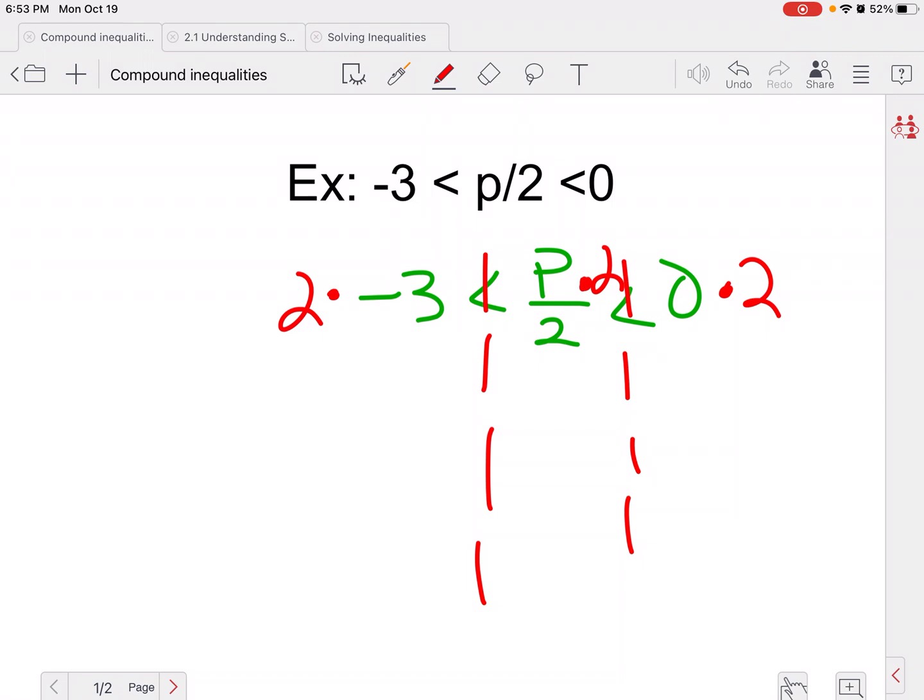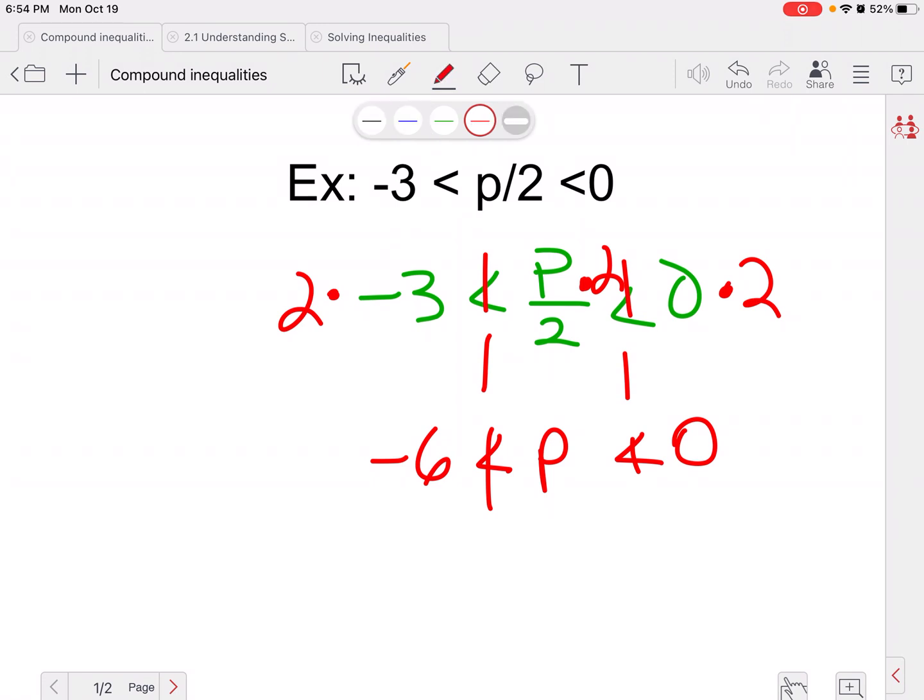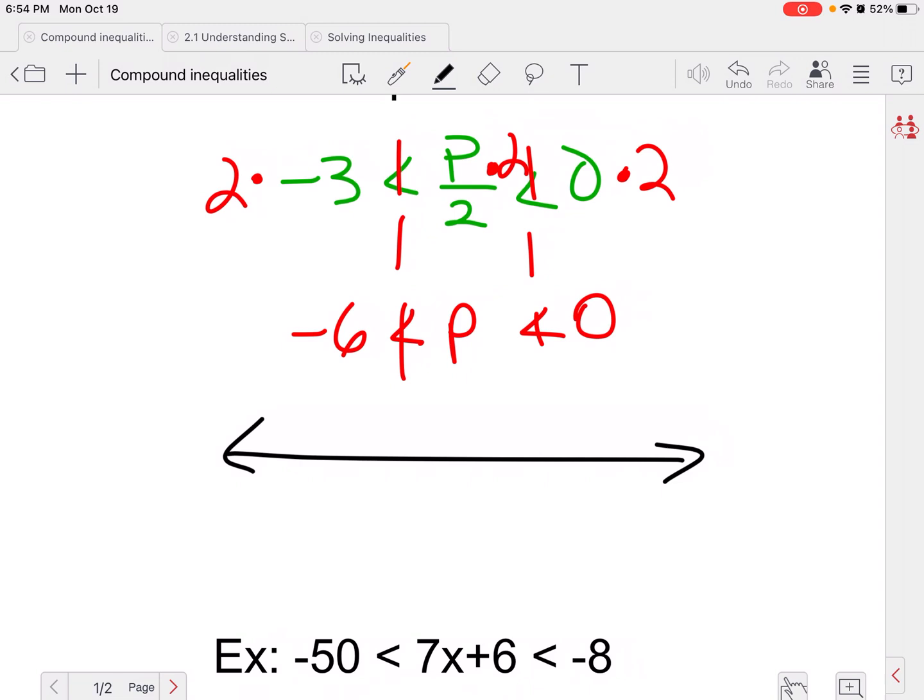And I didn't multiply by a negative, so I don't have to worry about flipping my signs. But if I did multiply by a negative, I'd have to flip both of the inequalities. 2 times -3 is -6, is less than p, which is less than 0. So again, I'm going to draw my graph. And when we have just the two numbers, we can place both of those on the graph. Okay. And -6 has an open dot and 0 has an open dot.